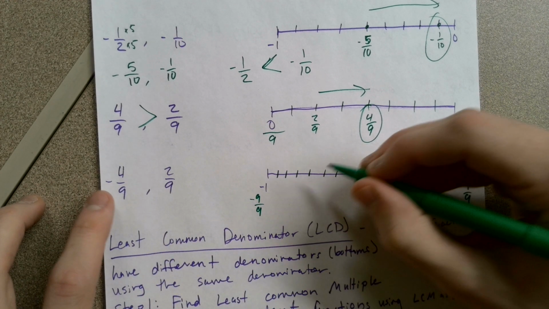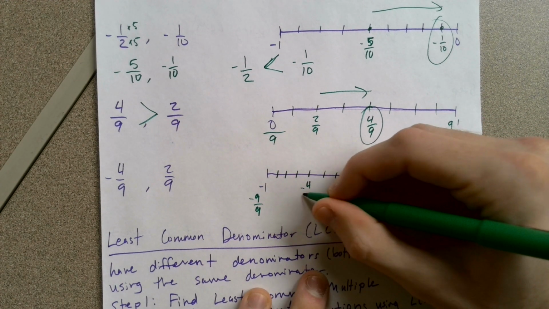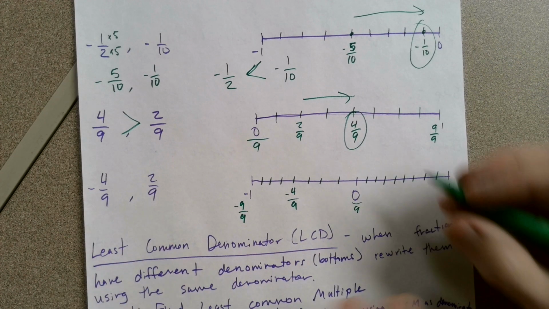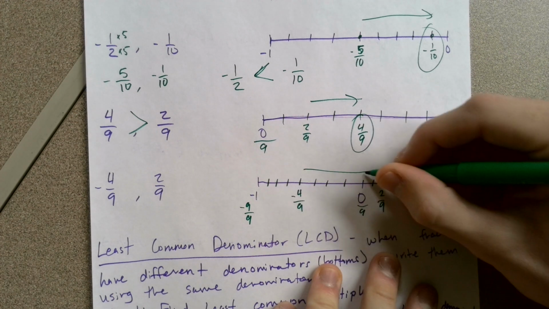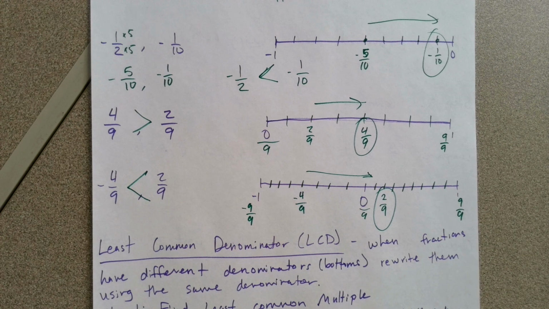All right, I'm counting backwards. So I'm going to go negative 1/9, negative 2, negative 3, negative 4/9 right here. Counting backwards for those negatives, forwards for those positives, 2/9. We're going to count forwards, 1, 2/9. We know this way it gets bigger. You can already see that one is bigger. Keep that bigger number. Negative 4/9 is less than 2/9.